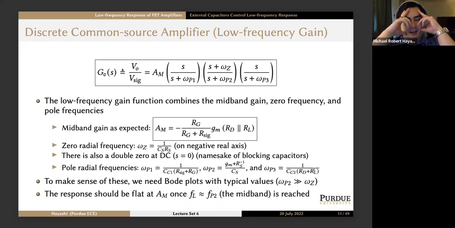Okay, this is already way too complicated to actually deal with. We should do a Bode plot with typical values, noting that we're typically going to have omega P2 much, much bigger than omega Z. The response should be flat at the midband, A sub M, once FL approximately equal to FP2 is reached. Because we're claiming that omega P2 is the largest such pole.